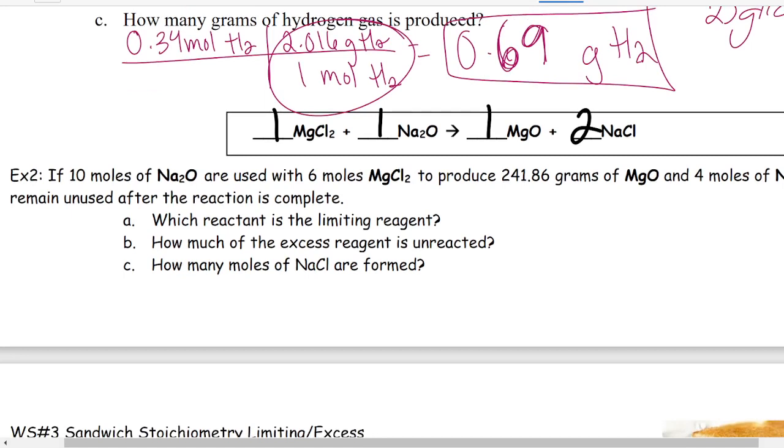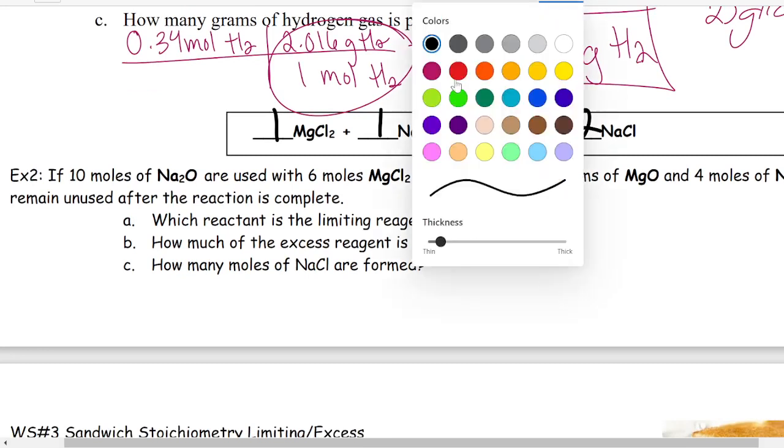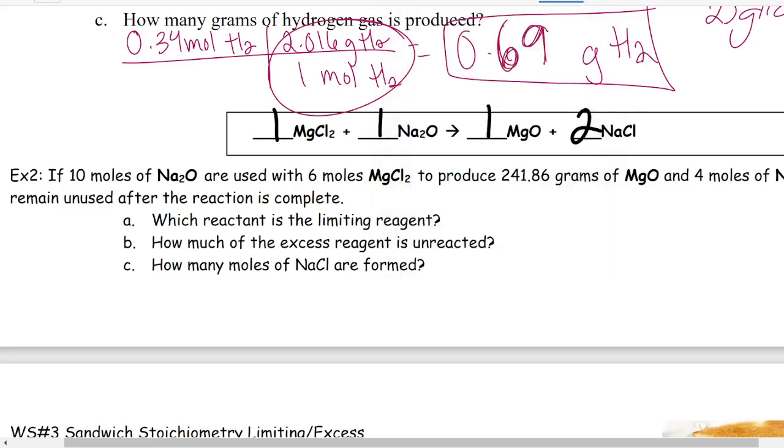So this one says, if 10 moles of Na2O are used, I'm going to label it as we go. A little thinner. Okay, so 10 moles of Na2O are used with 6 moles of MgCl2, so 6 moles here, to produce 241.86 grams of MgO. So I'm going to put 241.86 grams of that are going to be produced, and 4 moles of Na2O remain unused after the reaction is complete. Which is the limiting reagent?